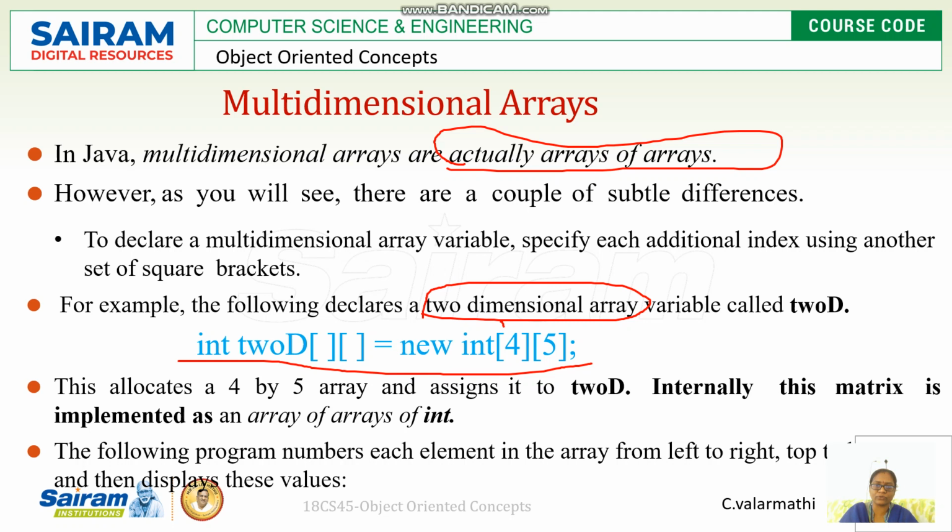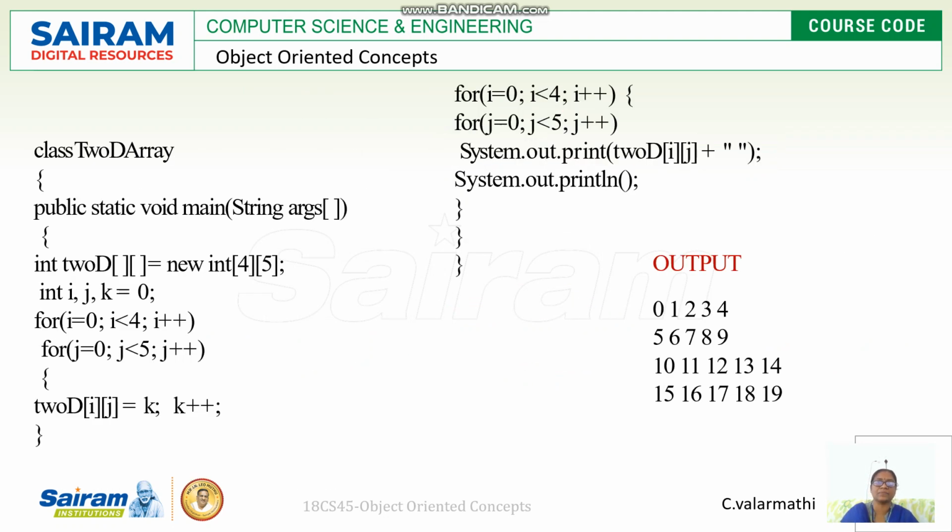What is the meaning of 4 and 5, ma'am? 4 is nothing but rows, and 5 is nothing but columns. According to two-dimensional arrays, the first part specifies the number of rows, and the second specifies the number of columns. We will see how this two-dimensional array is written.